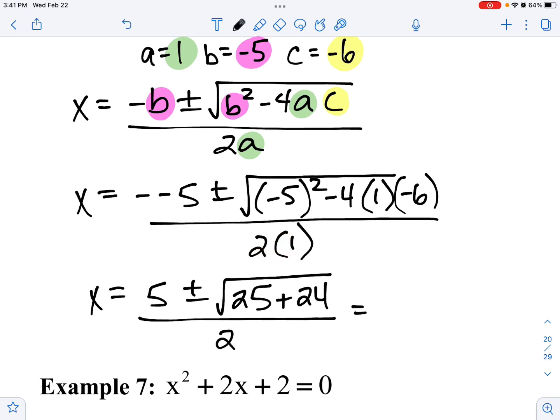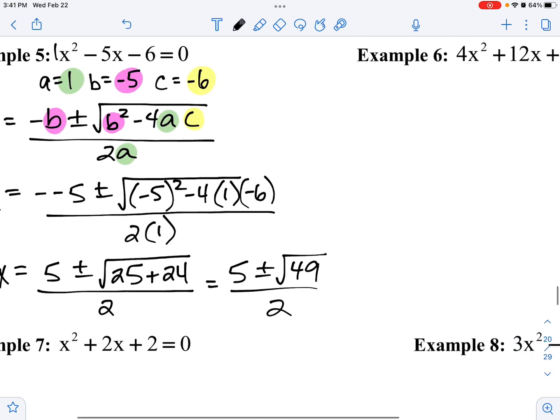So now I'm going to simplify that even more. I still have this 5 hanging out right here. Still have my plus minus. I am going to combine my 25 and my 24. That makes 49. And I still have the 2 in the denominator. And do you know what radical 49 is? Isn't that just 7?